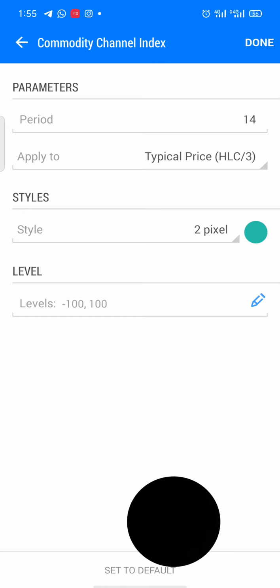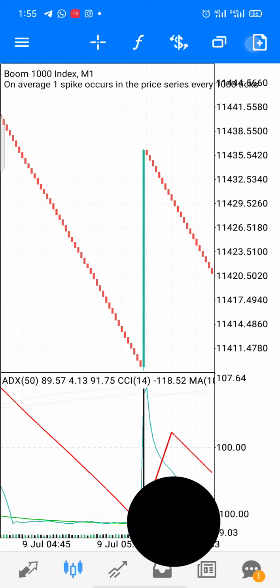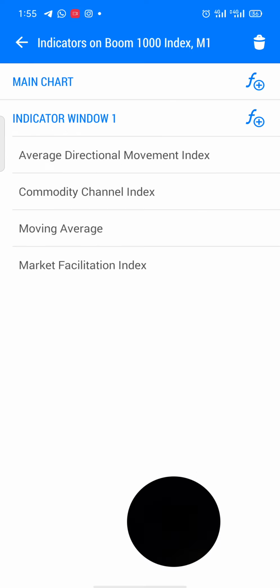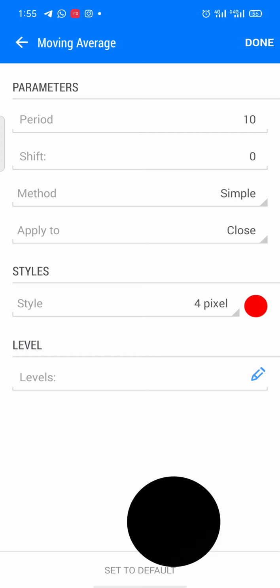Then apply to typical price. You can see typical price. Then the style is 2 pixel. You can use light green. The levels are negative 100 and positive 100. You click done. Next indicator is the moving average, period 10, shift 0, method simple, apply to close.